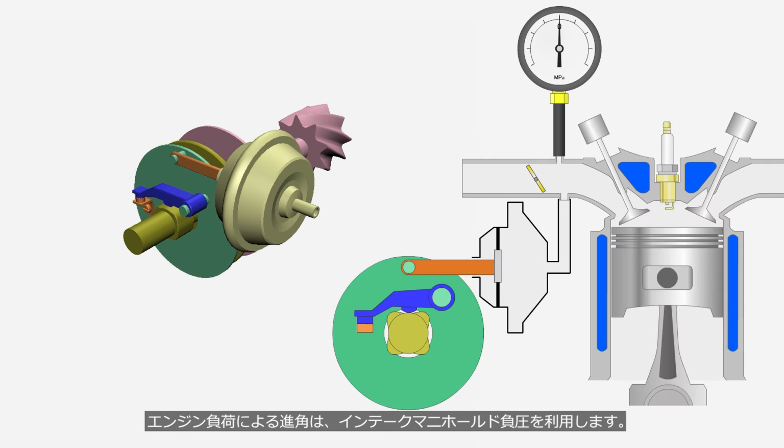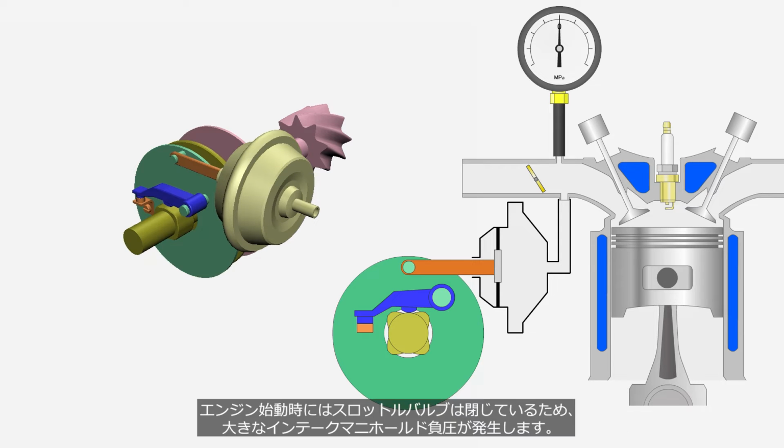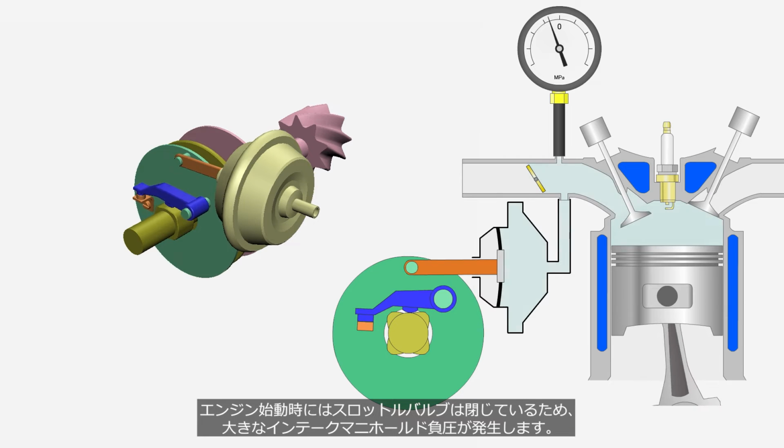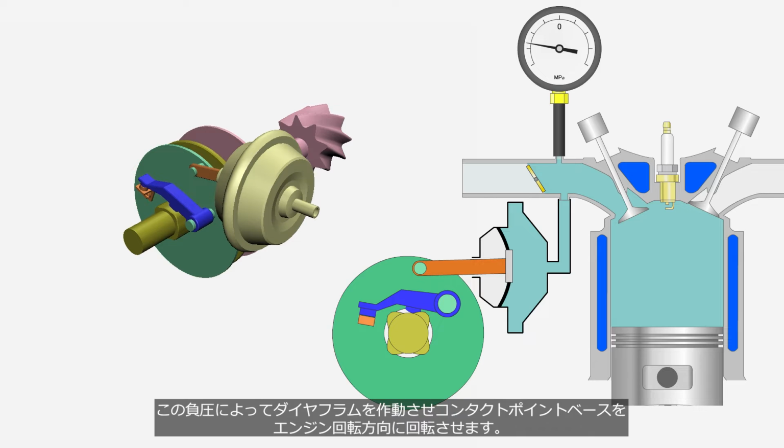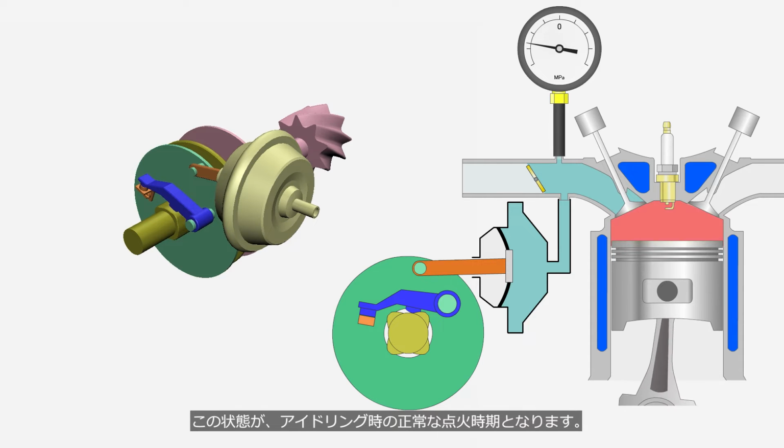To prevent this phenomenon, the ignition timing is advanced. The ignition timing advance control based on engine load is operated by using the negative pressure of the intake manifold. When the engine starts, the throttle valve is closed, and a large negative pressure in the intake manifold is generated. This negative pressure operates the diaphragm to rotate the contact point base in the direction of the engine rotation. This state is the normal ignition timing at idle.